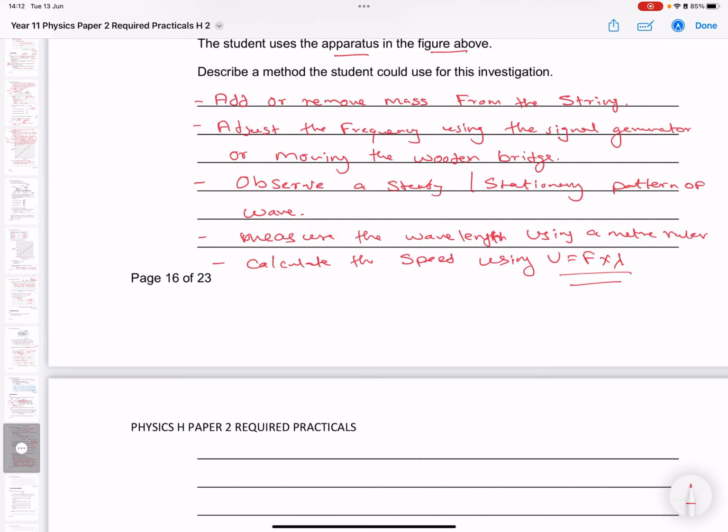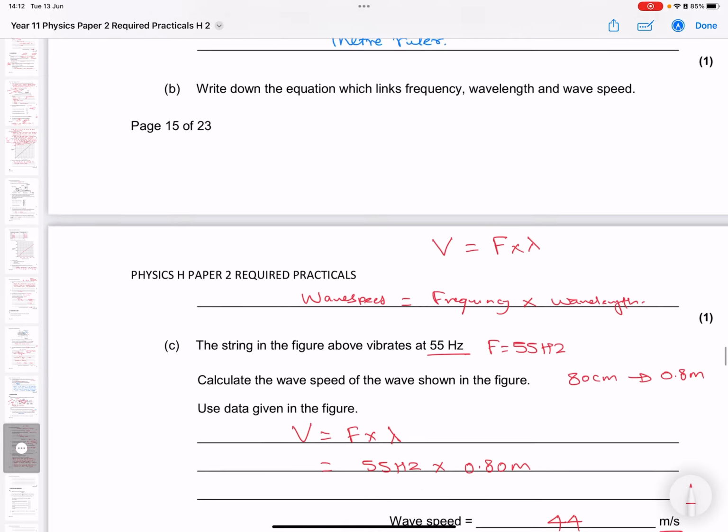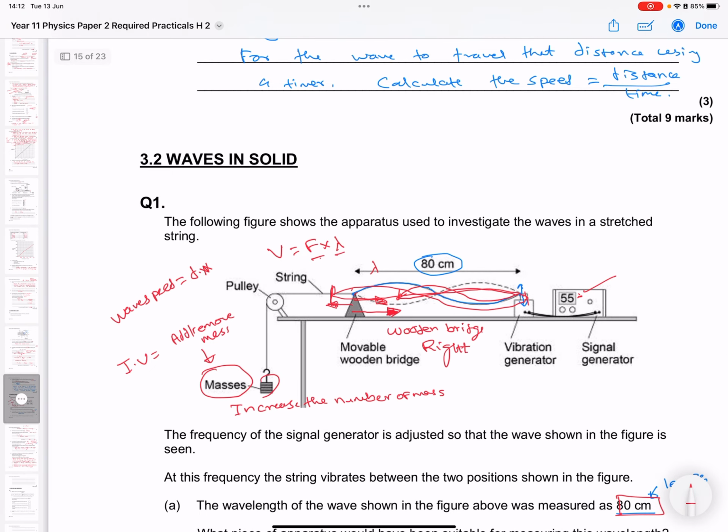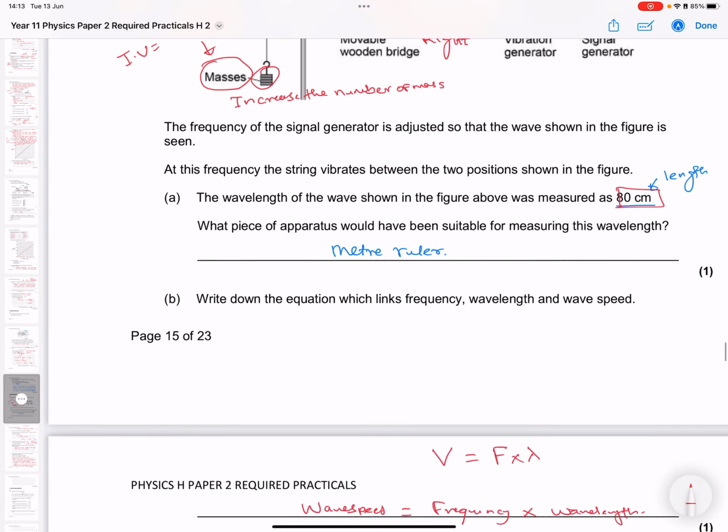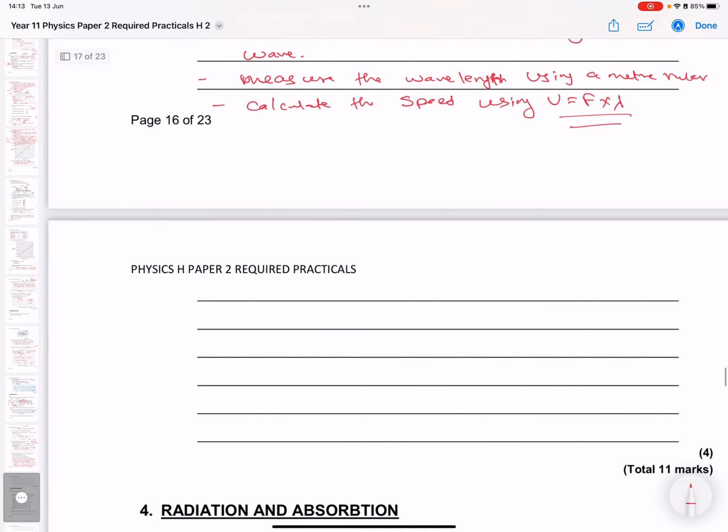and you know the lambda, and then you can calculate the velocity by plugging in this calculation. You can find out the tension: the tension is going to be equal to the weight of the mass that is hanging here. So by altering the tension, you are changing the tension, and then you are measuring the wave speed. So you can plot a graph of tension against velocity, or speed of wave.